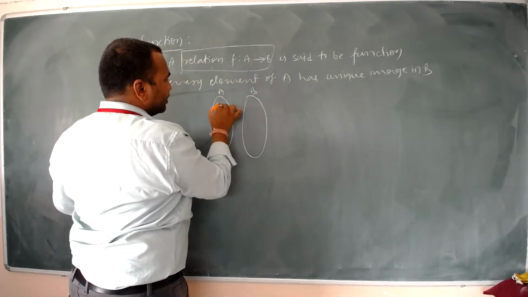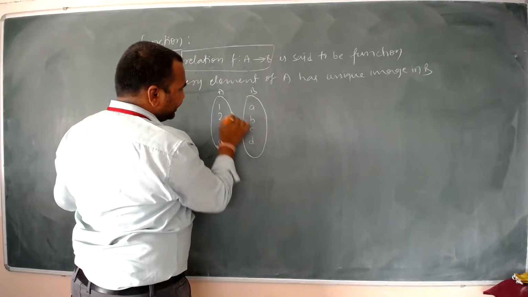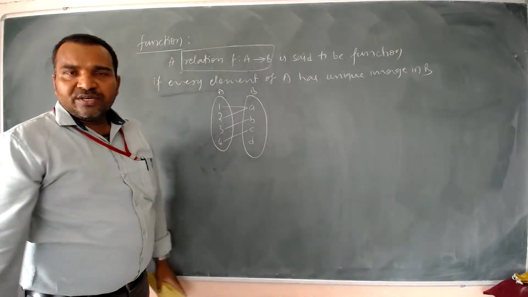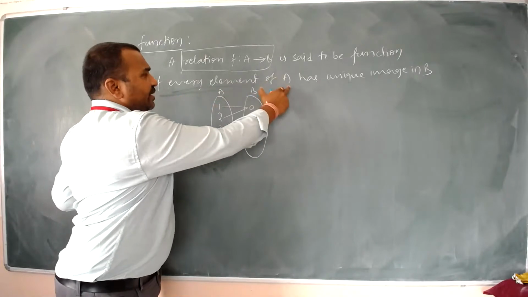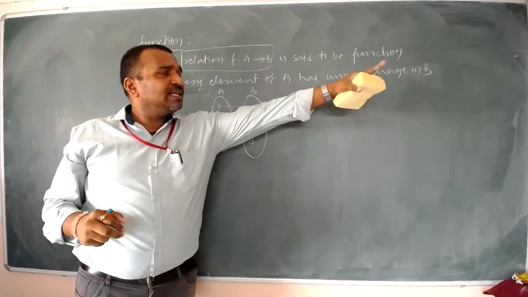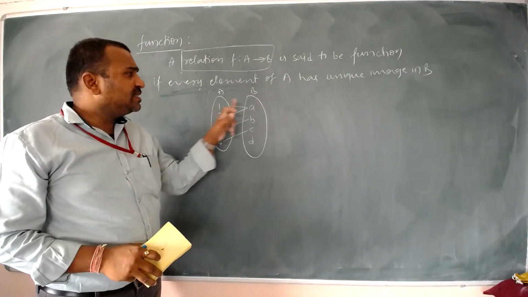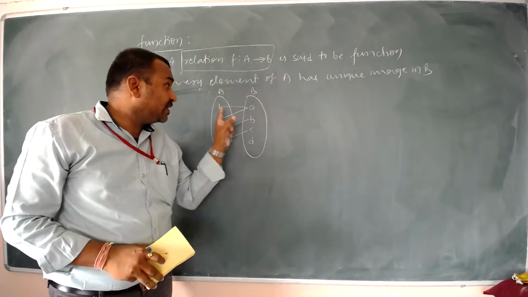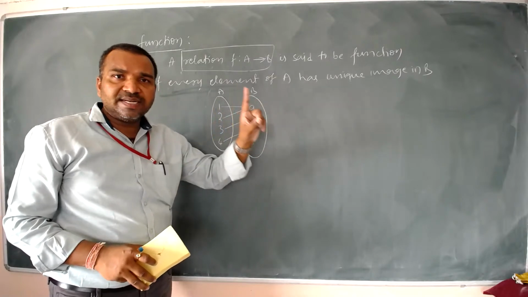Here A, B. 1, 2, 3, 4. Here I am taking A, B, C, D. Is it a function or not? So check it now. What is the definition of function now? Every element of capital A, what are the elements in capital A? 1, 2, 3, 4, has a unique image in capital B. So I am taking 1. 1 is related with A, so A is the image of 1. Is there any other image for 1? No. So 1 has only one image, that is A.